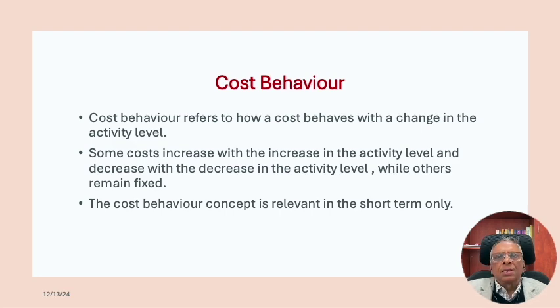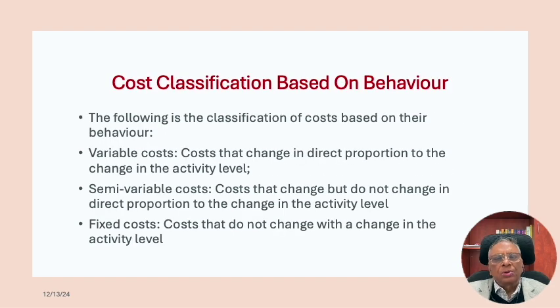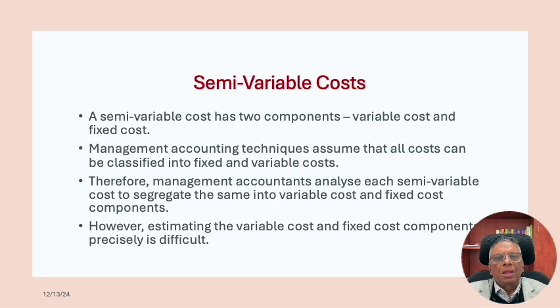Based on that, the costs are classified into the variable cost, that is cost that changes in direct proportion to the activity level. Then we have semi-variable cost that changes with the activity level but not in direct proportion, and fixed cost which doesn't change and remains fixed irrespective of the activity level. Semi-variable cost needs a little bit of attention because it has two components, fixed and variable.